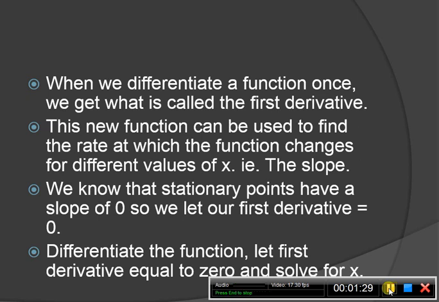This new function can be used to find the rate at which the function changes for different values of x, i.e. the slope. We know that stationary points have a slope of 0, so we let our first derivative equal 0. Differentiate the function, let the first derivative equal 0 and solve for x.